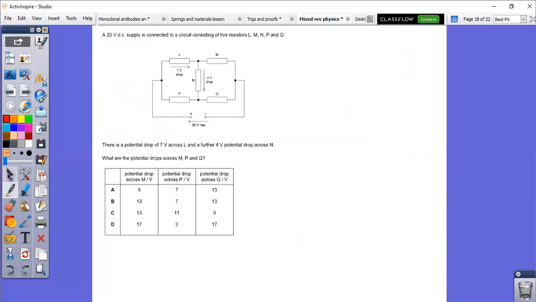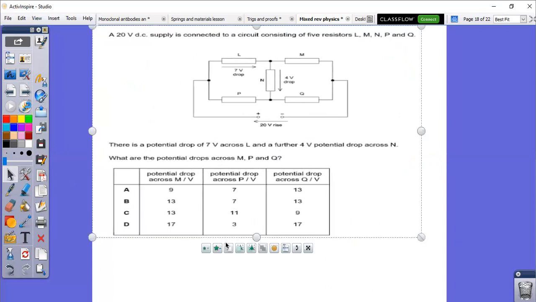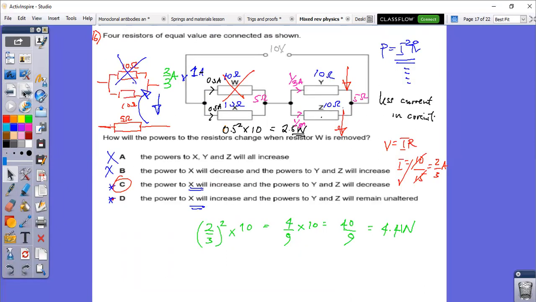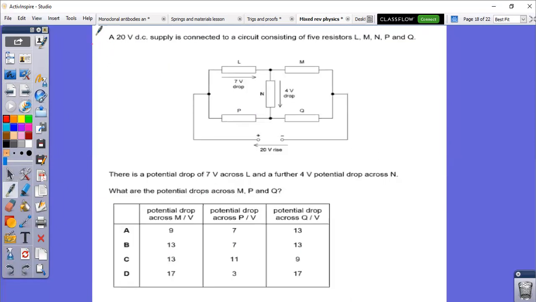Number 17, very difficult, not easy. This is now a question to see how well you know Kirchhoff's laws. It's a very, very good question to put you through the paces of Kirchhoff's law. So take your time with this one.